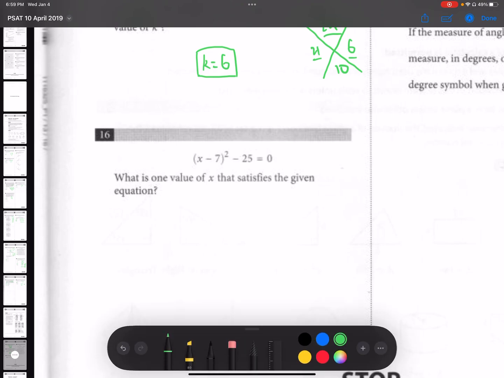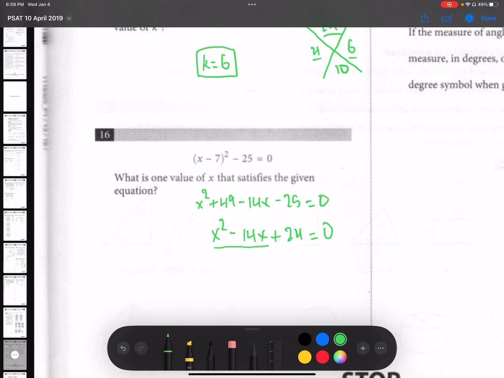All right, number 16. What is one value of x that satisfies the given equation? So we're just going to simplify it. X squared, so minus 7 squared, that would be plus 49. And then 2ab. So 2 times x times 7, that'll be minus 14x. Minus 25 is equal to 0. So x squared minus 14x plus 24 is equal to 0.